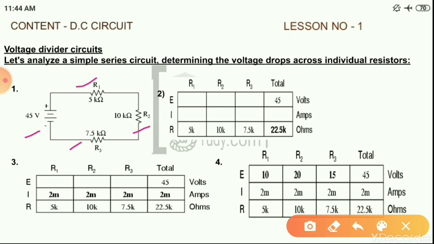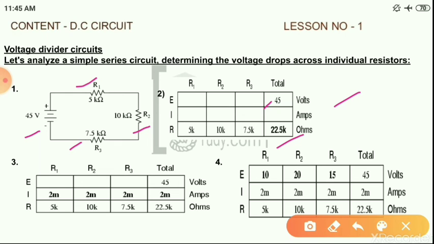If we put all this data in a chart, here is the chart. The total voltage is 45 volt and the total resistance will be 22.5 kilo ohm, because these three resistances are connected in series, and from the resistance in series formula we know that the summation of all resistances will be the total resistance for a series resistance circuit. Then the total resistance will be 22.5 kilo ohm.